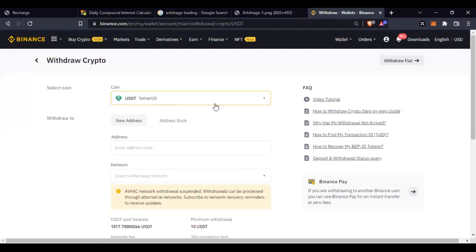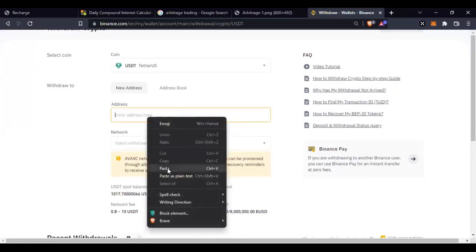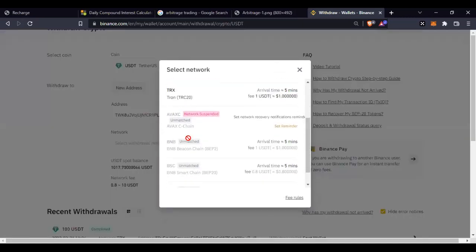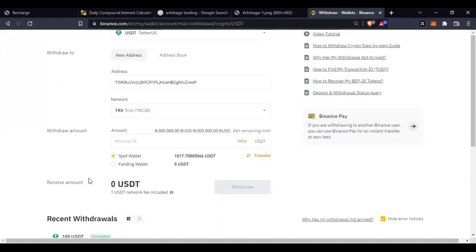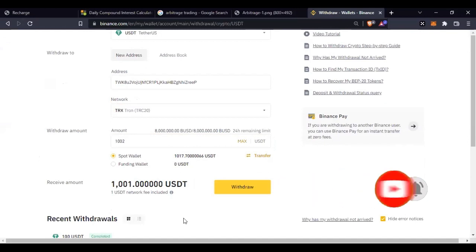So here, Binance has enabled my account for withdrawal, so I select USDT, right? And then it will say add address. I'll go ahead and paste that address here. That is the address we are withdrawing to, and the network always is TRC20, okay? So you select TRC20, and then you put in the amount you want to withdraw. So I can just go ahead and try 1,001. That will give us 1,000. So if I try 1,002, it will give us 1,001, okay? That is after the fee has been deducted. I'll go ahead and click on withdraw.